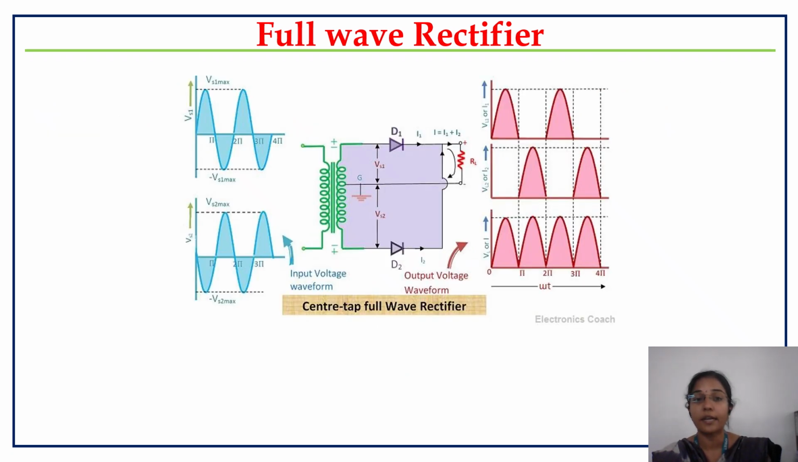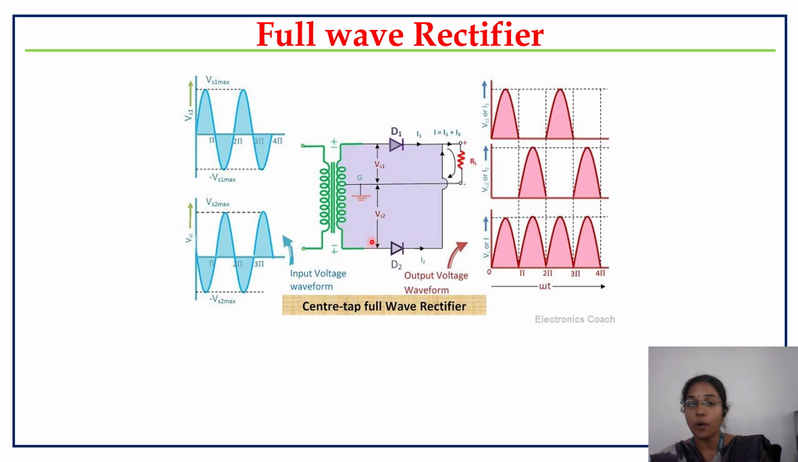The full-wave rectifier consists of a transformer along with two diodes. In a half-wave rectifier, we were using only one diode. Here we'll be using two diodes, where for one portion of my input signal my diode D1 will conduct, and for the other portion my diode D2 will conduct.